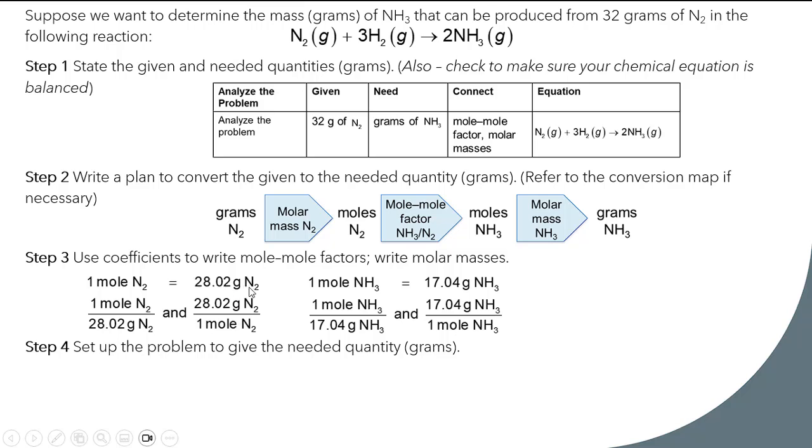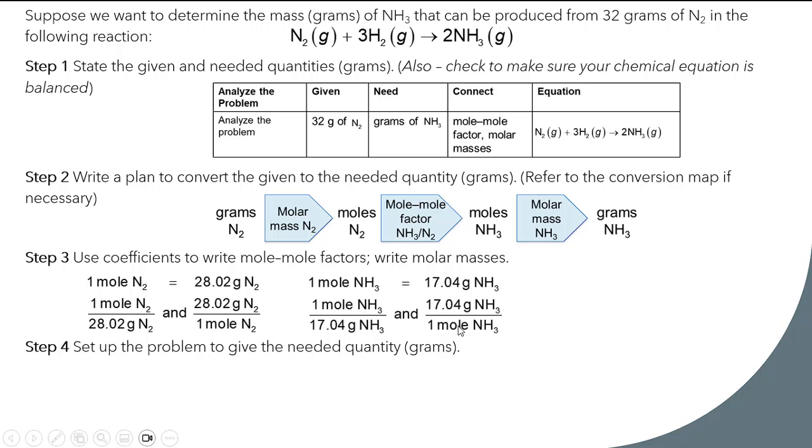Okay, so our 2 molar masses that we need: the molar mass of nitrogen gas. So notice it's N2, so it's going to be 2 nitrogen atoms, so it should be 28.02 grams for every mole of nitrogen gas. And we can write those conversion factors 2 ways, right? 1 mole of nitrogen gas for every 28.02 grams of nitrogen, and flip it, 28.02 grams of nitrogen for every 1 mole. The molar mass of ammonia is going to be 1 nitrogen plus 3 hydrogens, which should give you 17.04 grams. And again, we get 2 conversion factors there. 1 mole of ammonia for every 17.04 grams, and 17.04 grams for every 1 mole of ammonia.